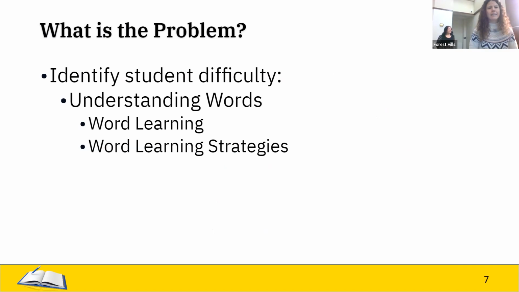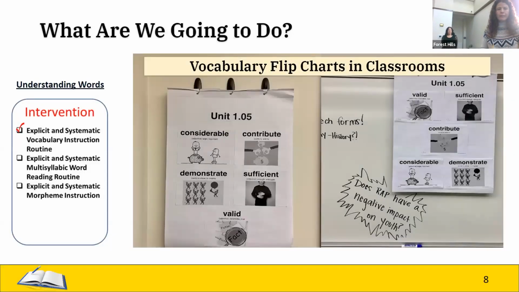Okay, so our problem identifies student difficulty understanding words, word learning strategies. As everybody else, we were tackling this as a team. What we did, as Olivia said, is we went with the WordGen organization. So I presented the text to these students in the reading class. Olivia, our ELA teacher, did it in English, and then our other teams did it with science and math. What this allowed us to do was have explicit and systematic vocabulary instruction, as well as multisyllabic word reading routine and explicit and systematic morpheme instruction.